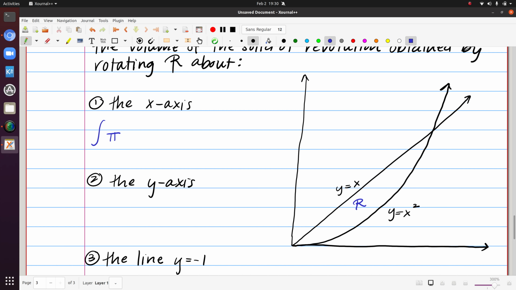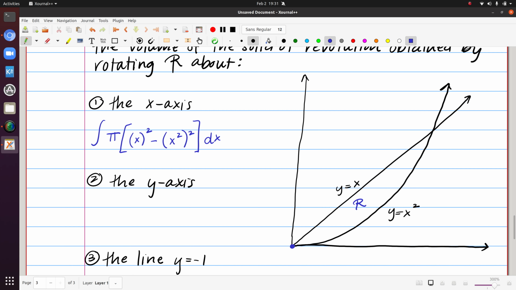So now I need to think about, first of all, what's the outer radius? And so I look at my x-axis here, and I notice that the function that's further away from that axis is the function y equals x. So that's how I know that that's going to be the function that I square first. The closer function is y equals x squared. So that's playing the role of my inner radius. So we would end up really getting x squared minus x to the fourth. That's my integrand.